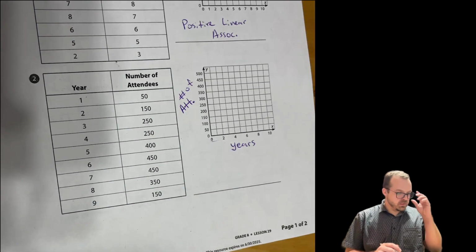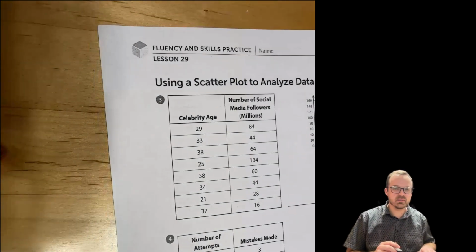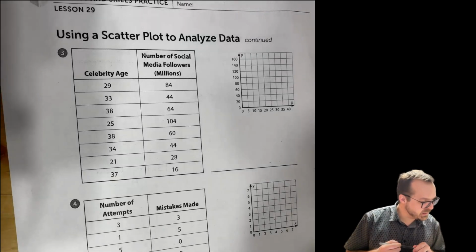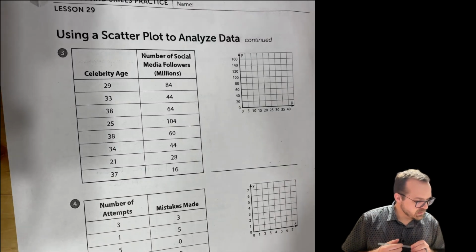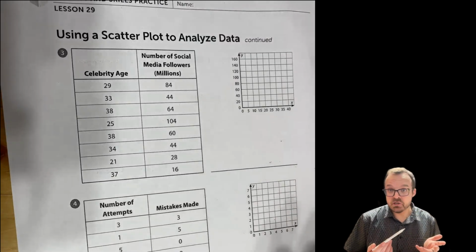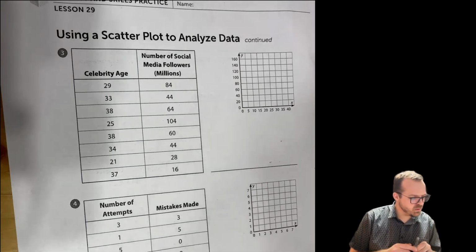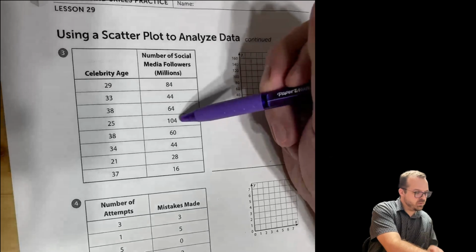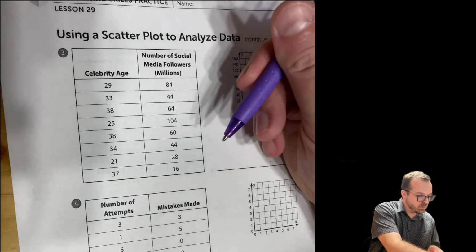All right, next one up. We got number 3. Again, pause the video. Plot those points down there. It looks like it's best to do age. Age is time, right? So age should probably go on the x-axis. Let's see here. It looks like my y value here goes up to 104.